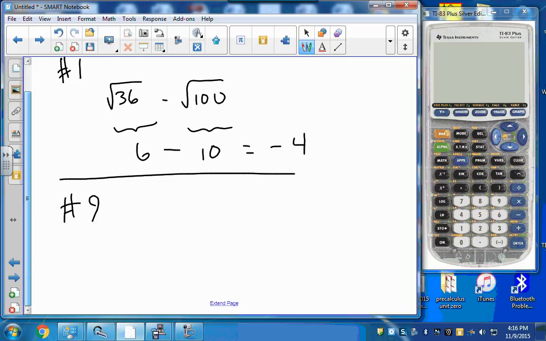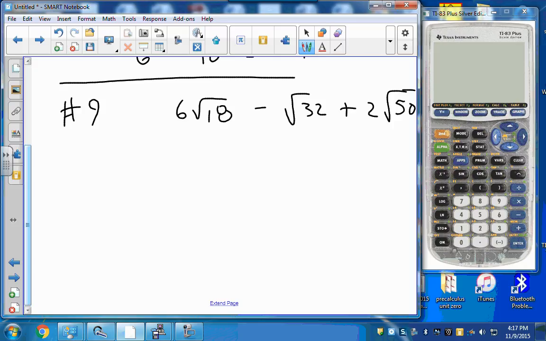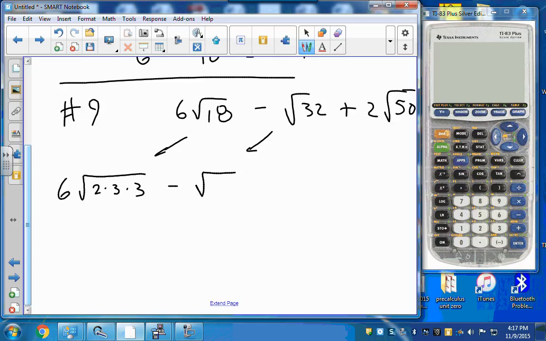It says 6 square roots of 18 minus the square root of 32, and then add 2 square roots of 50. Okay, so because the radicands are all different, we're going to have to do some simplifications. So let's think about 6 square roots of 18 first. The 18 is 2 by 3 by 3. The square root of 32 is the square root of 2 by 2 by 2 by 2 by 2. And the square root of 50 is 2 by 5 by 5.